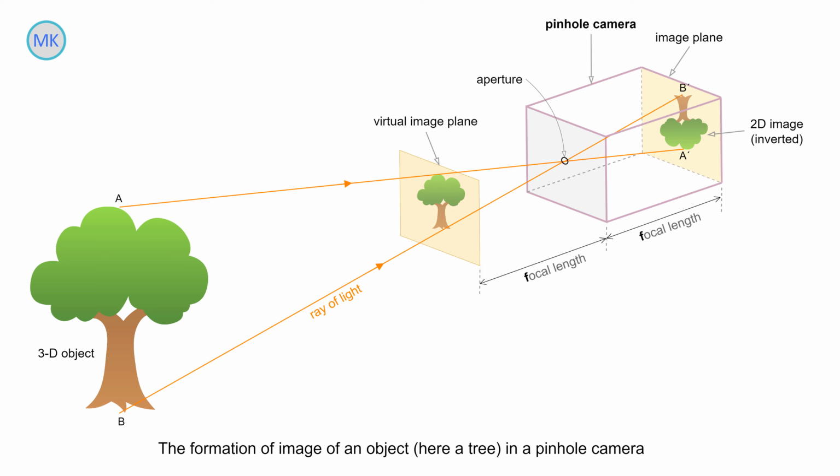scene. The focal length is defined as the distance between the aperture and the image plane where the inverted image is formed. The virtual plane is located at the same distance from the aperture as the image plane, equal to the focal length, but positioned in front of the camera.